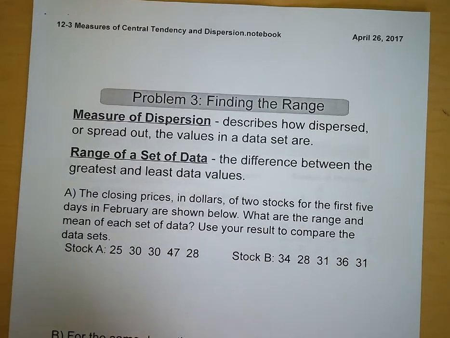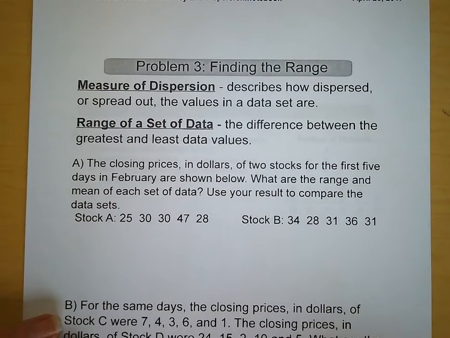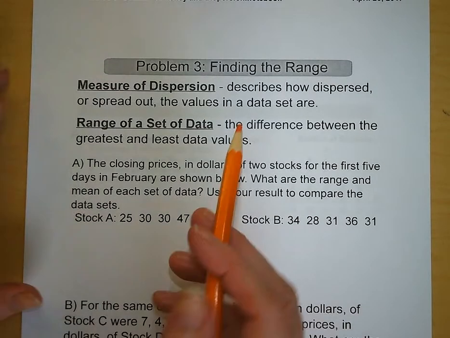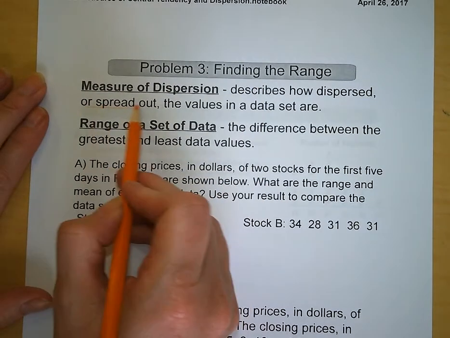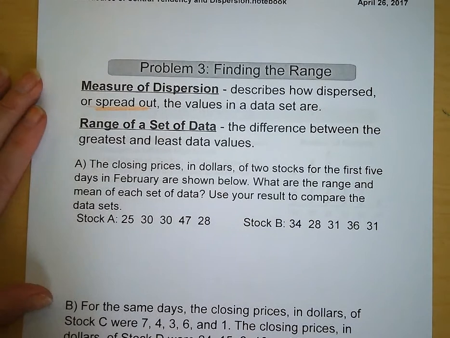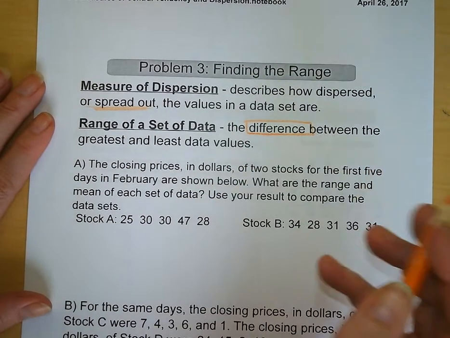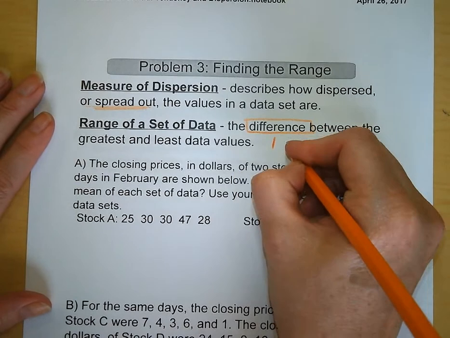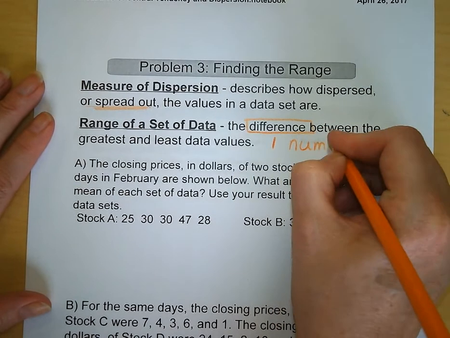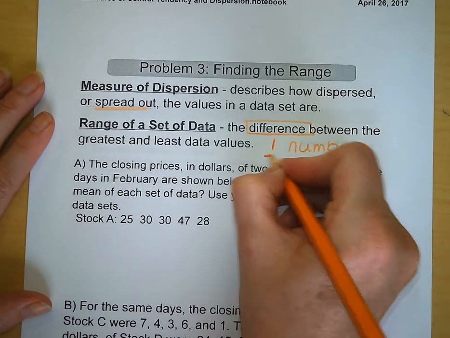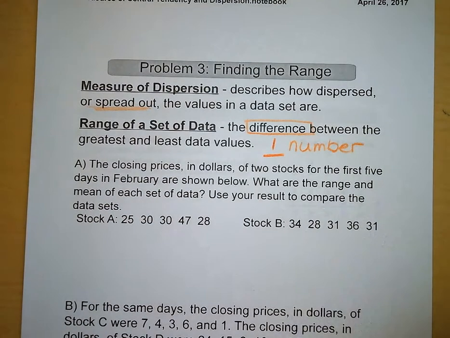All right. So the measure of dispersion is describing how spread out the data values in the set are. And the range is the difference between the greatest and the least data values. It is one number. Yes. Range is the difference, so we are going to subtract.